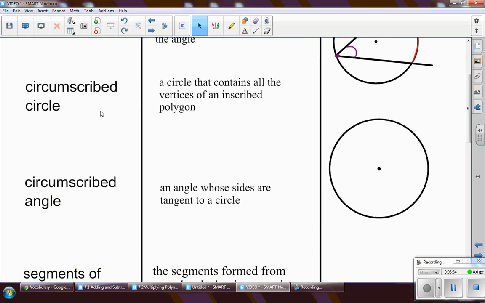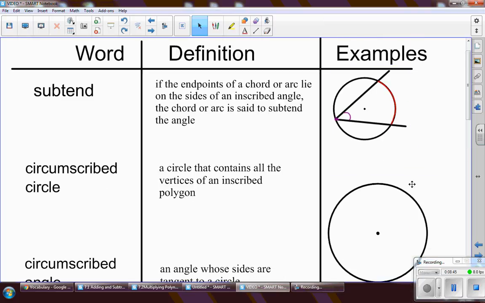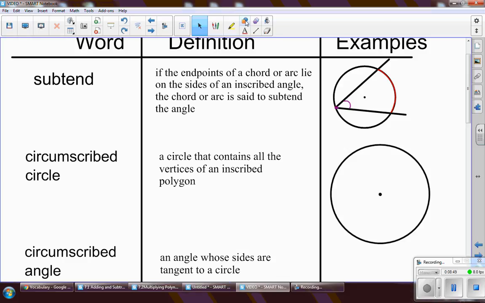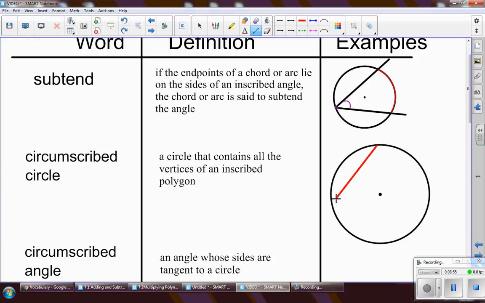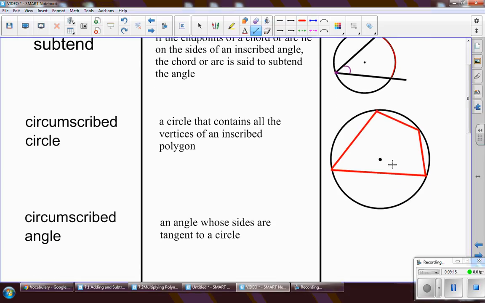All right, let's talk about a circumscribed circle. The circumscribed circle is a circle that contains all the vertices of an inscribed polygon. So if you've got a circle and a triangle inside that circle, and all of the endpoints or vertices of that polygon are on the circle, this is called a circumscribed circle. It also works with a quadrilateral. Still a circumscribed circle. Every vertex is on the circle.